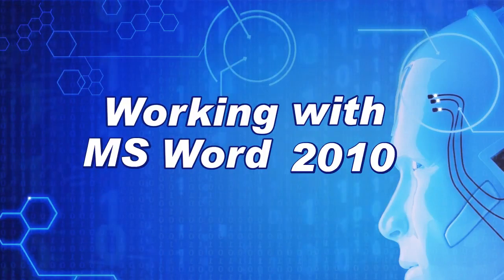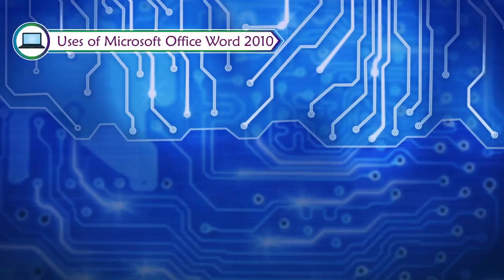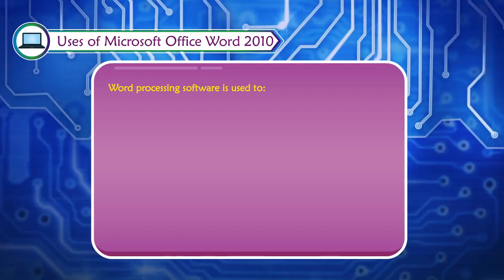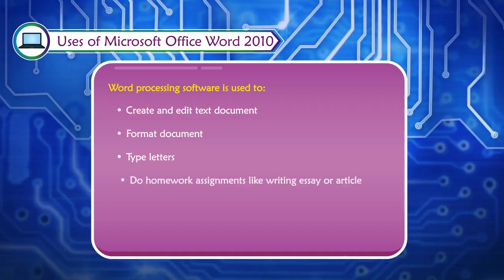Working with MS Word 2010. Uses of Microsoft Office Word 2010. Word processing software is used to create and edit text documents, format documents, type letters, do homework assignments like writing an essay or article.